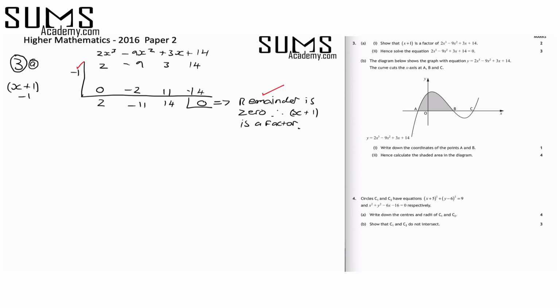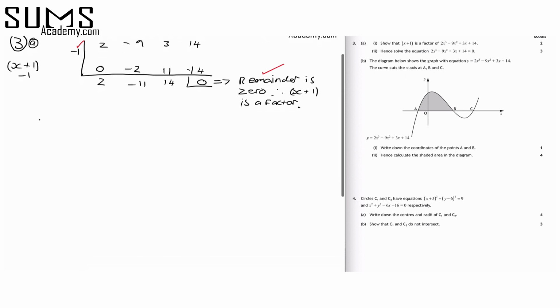Okay, on to part B now. So hence solve the equation, the same equation. So hence solve it completely. Okay, so we already know that one of the factors is x plus 1. And now we have this new expression from the synthetic division. So this then becomes 2x squared minus 11x plus 14.